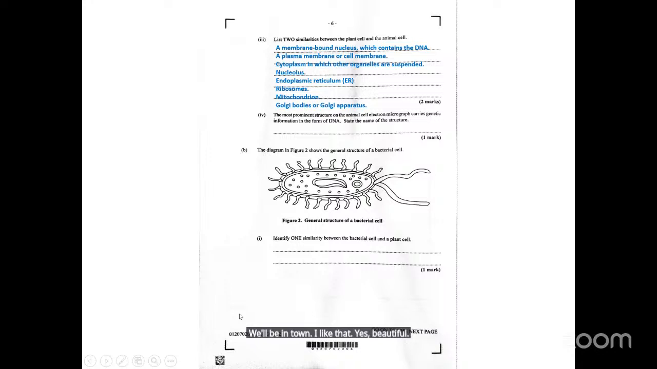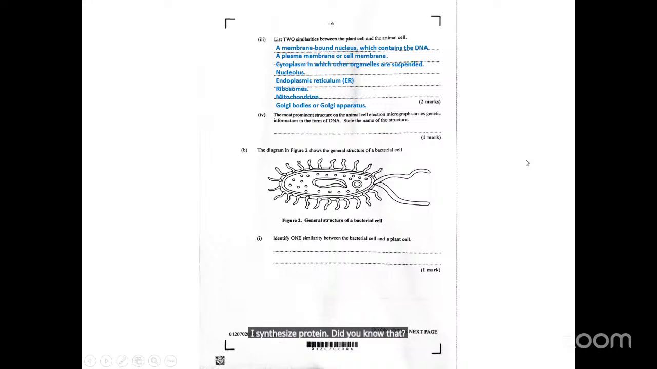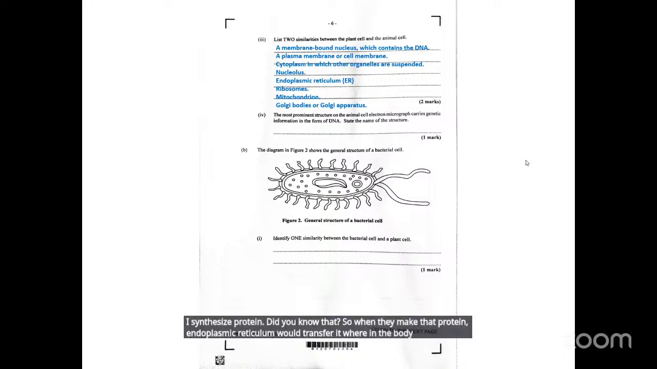So, for those who are at the back, ribosomes make protein. Did we know that? Or synthesize protein. Did we know that? Yes, sir. So when they make that protein, the endoplasmic reticulum will transfer it to where in the body it is needed.